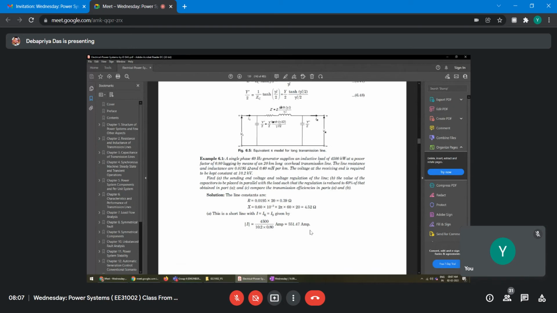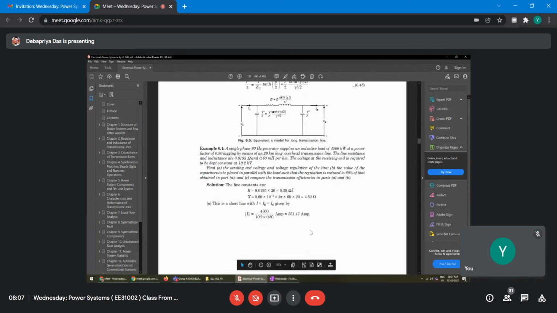Okay. So first, just take one or two examples, and all the examples are solved examples. Suppose a single phase 60 hertz generator supplies an inductive load of 4500 kilowatt at a power factor of 0.8 lagging by means of a 20-kilometer long overhead transmission line. The line resistance and inductance are given in ohm and millihenry per kilometer, and the voltage at the receiving end is required to be kept constant at 10.2 kV.